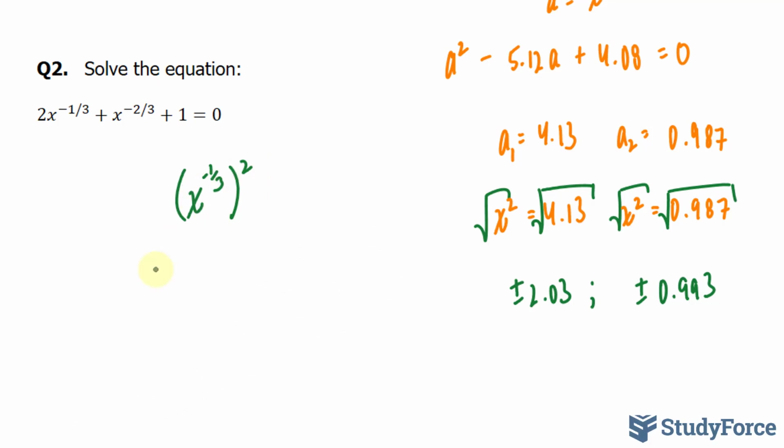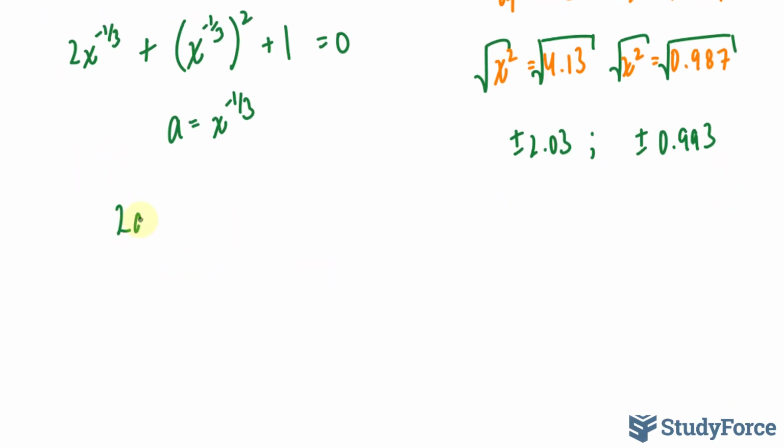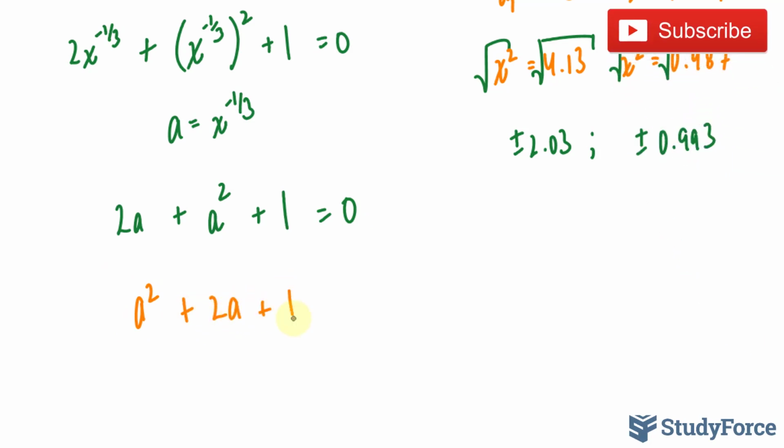There's a reason why I'm writing it like this instead. Because if I continue writing my other terms, I can now replace x to the power of negative 1 over 3 with, once again, a. Let's set a is equal to x to the power of negative 1 over 3. This now becomes 2a plus a to the power of 2, plus 1. I'm going to rewrite this so that it's in standard form: a to the power of 2 plus 2a plus 1.